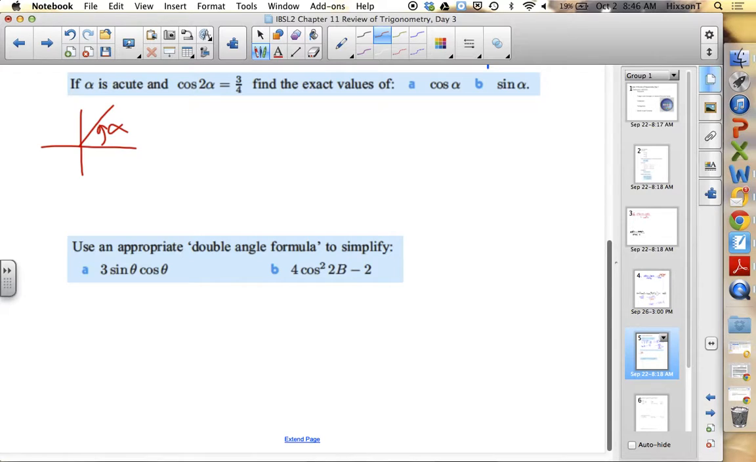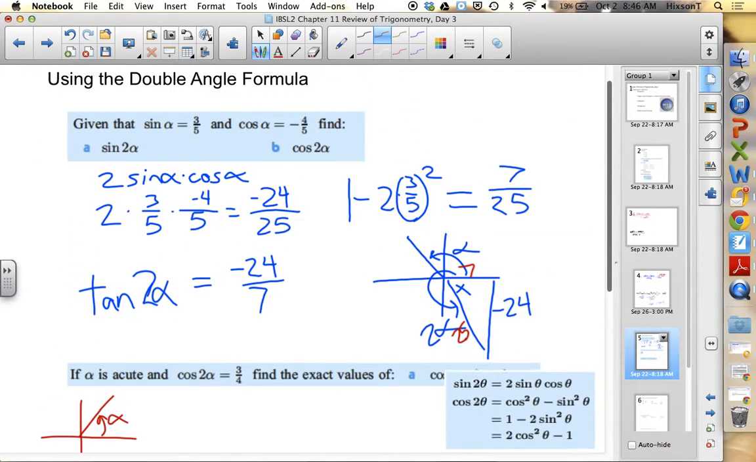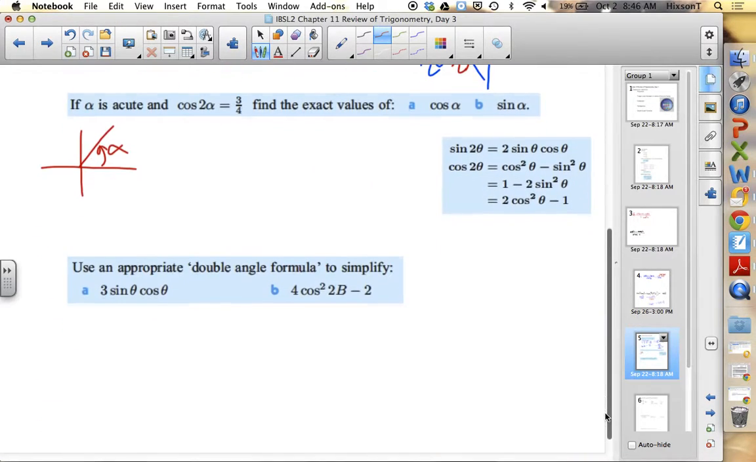Okay. So here we're kind of using our double angle formulas, but we've got to use them backwards. Okay? Because we're given the value of cosine, we want to figure out what sine is of alpha and what cosine is of alpha. Alright? So give those a shot. See what you can do with them. Okay? Use your identities. See what you can do.